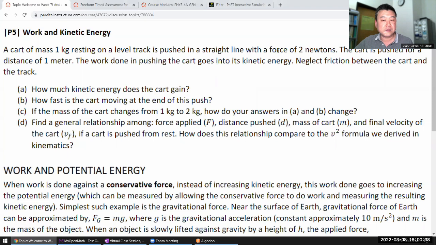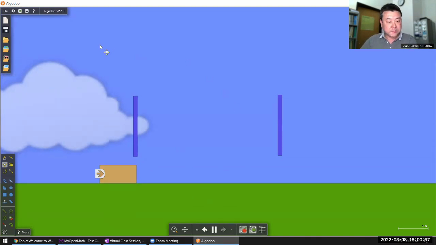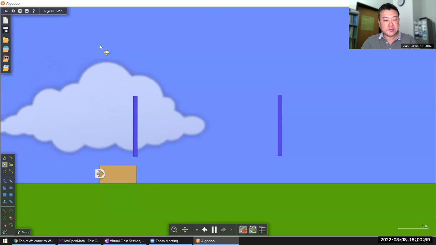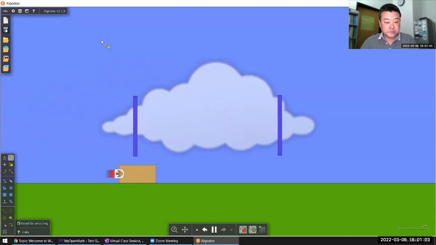1 kilogram resting, apply force of 2 newtons, push it for this distance. I didn't measure a meter, but let's say that's a meter. Might not be, but let's say this. I can control this with the space bar, so I'm just going to do that. So let me start the simulation and just let this run for this distance under that fixed thrust.